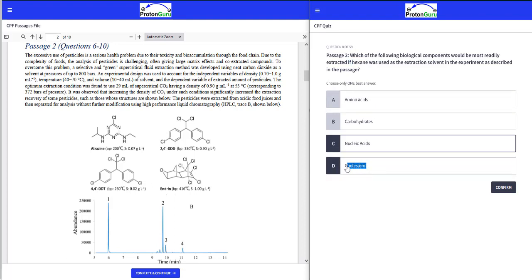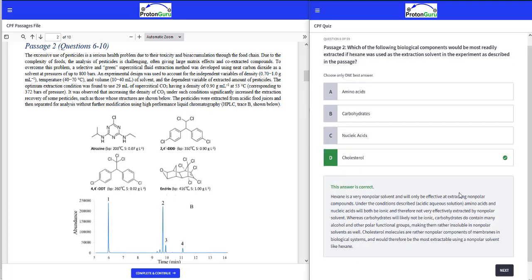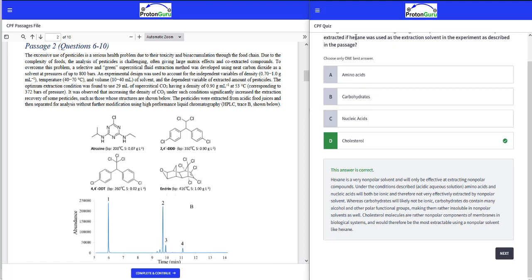How about cholesterol? We talk about cholesterol when we study lipids in the organic chemistry and the biochemistry courses. And this is a relatively non-polar molecule that can embed itself in the non-polar region of lipid membranes. So that's definitely the best option for dissolution in a really non-polar solvent like hexane.